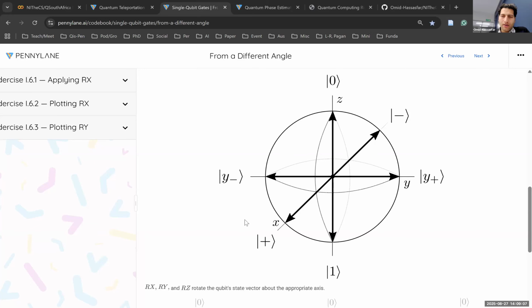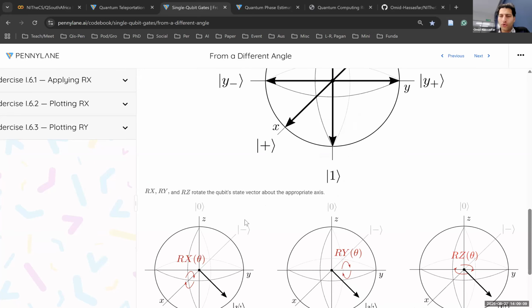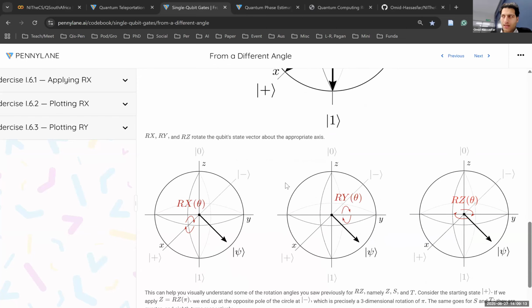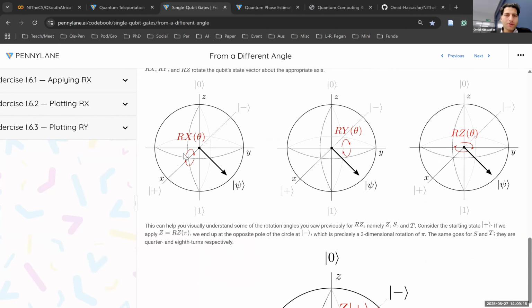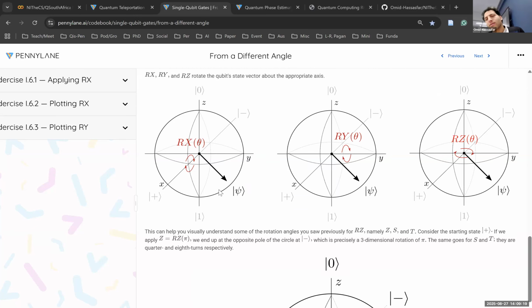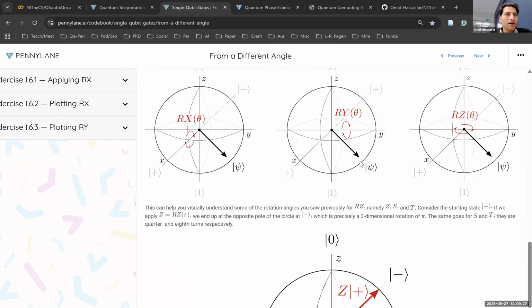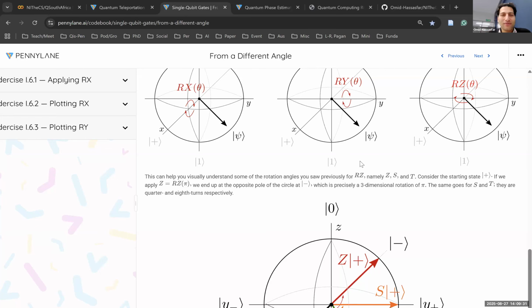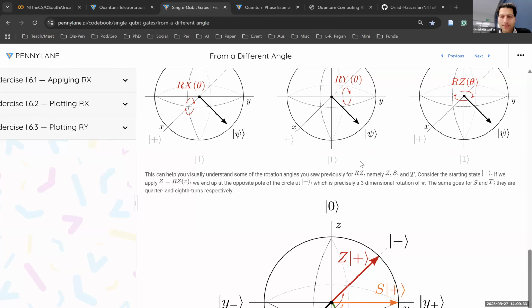So we have 3 different rotations, Rx, Ry, and Rz. Based on these pictures, you can see that Rx means the rotation around the x-axis, Ry means the rotation around the y-axis, and Rz the rotation around the z-axis. And we're going to see this in action in a very animated form in a couple of minutes.